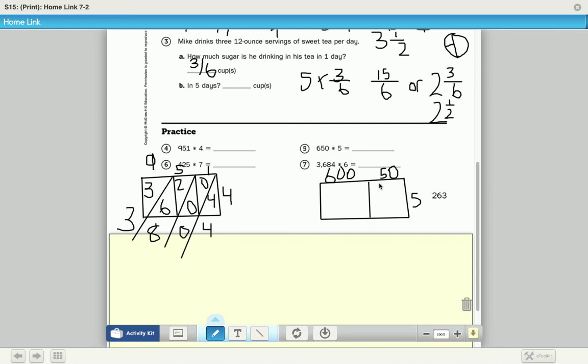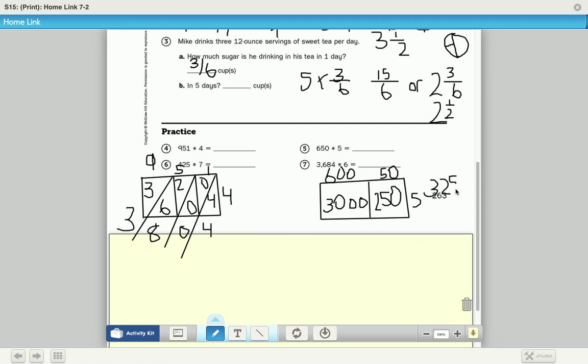So in this box, I'm going to do 50 times 5, which would be 250. And then in this box, 600 times 5. So I'm going to put my 2 zeros down because I know I have to have 2 zeros added on to my answer. And 6 times 5 is 30. So I have 3,000 plus 250, so 3,250 would be my answer for that one.